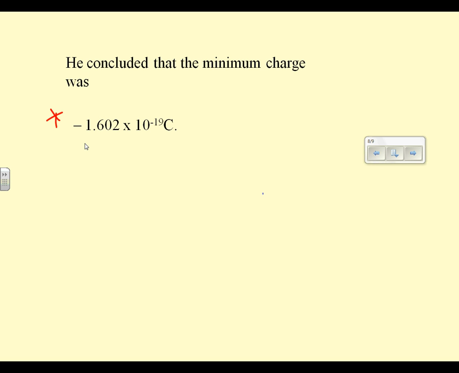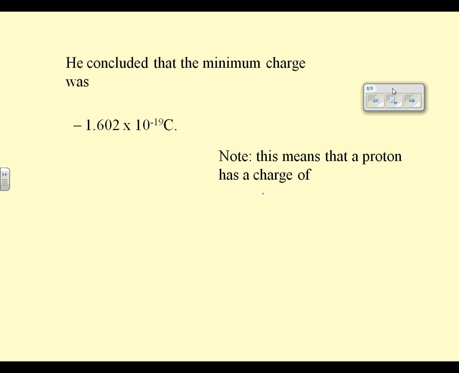Is that the last slide? Looks like there's one more. Note that this means that a proton has a charge of plus 1.602 times 10 to the minus 19.